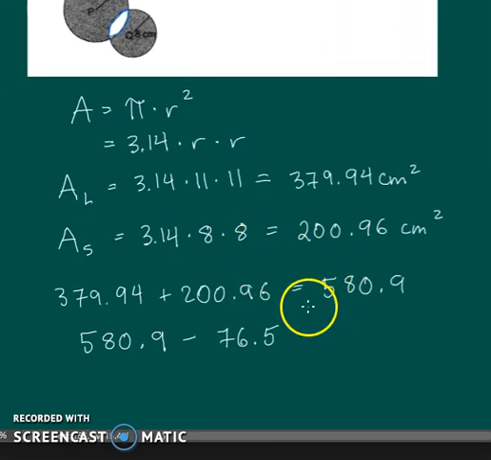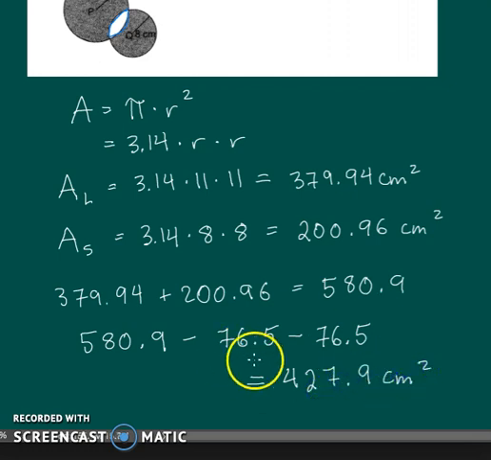So I'm going to say 580.9 minus 76.5 minus 76.5 again. And that brings us to 427.9 centimeters squared. And that is our answer. That is the area of the shaded part.